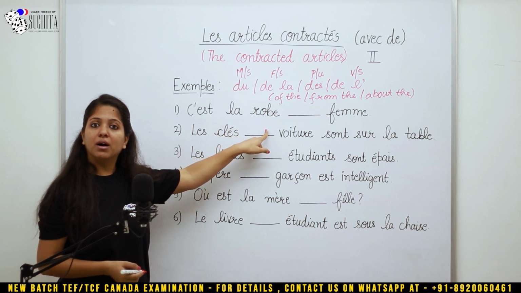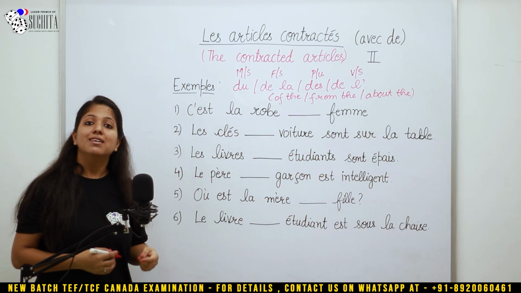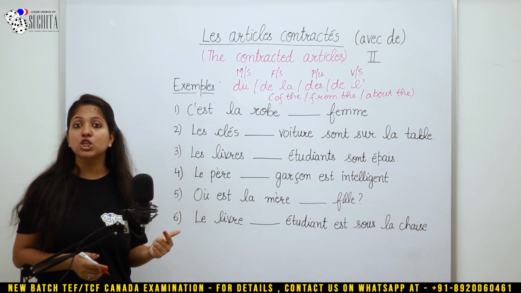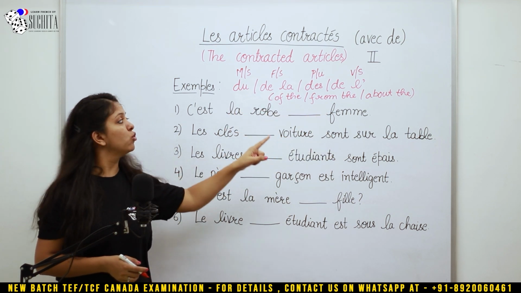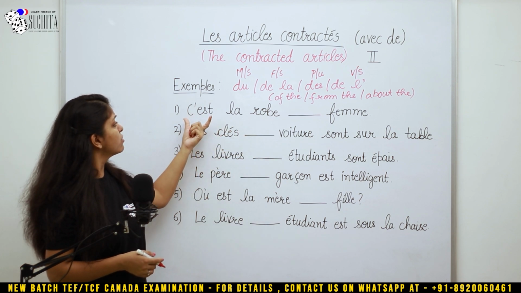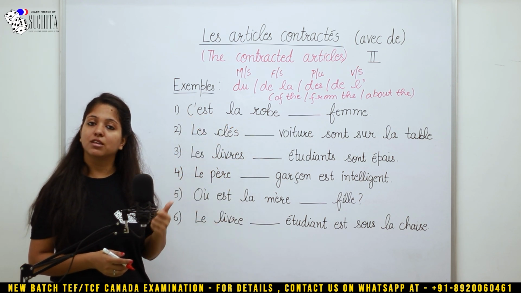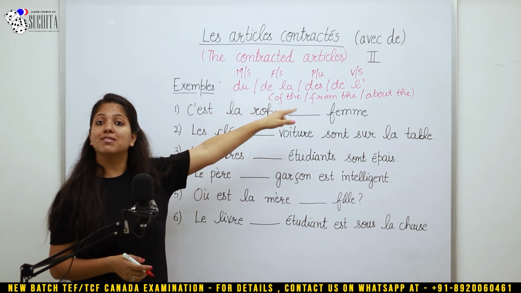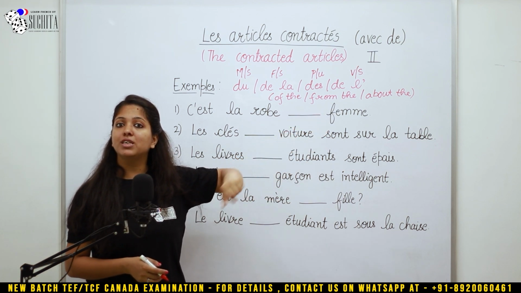C'est la robe. This is the dress. Femme. Lady. This is the dress. How would you translate into English? Because now the meaning should come out to be of the, from the, or about the. Only then you will be able to use the contracted articles with the. So now, c'est la robe, this is the dress of the lady. The meaning is perfectly alright. Now you need to select one amongst these four, which you will select by looking at the word which is next to the dash.